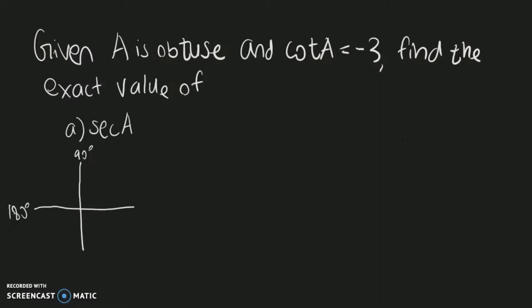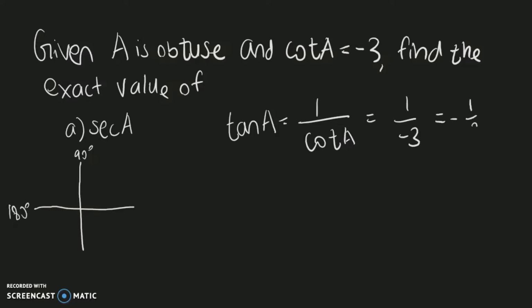We are given that cotangent of A is -3. So the tangent of A is 1 over the cotangent of A, which is 1 over -3, which is -1/3. And we know in a tan function that the numerator is the opposite and the denominator is the adjacent. So we know that this angle is in quadrant 2 and the tangent of it is -1/3. Using these two, we can map it on the graph.